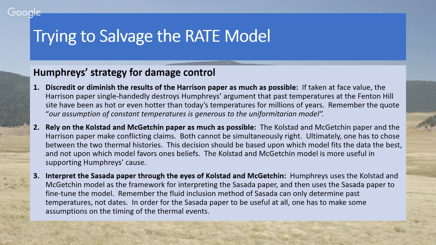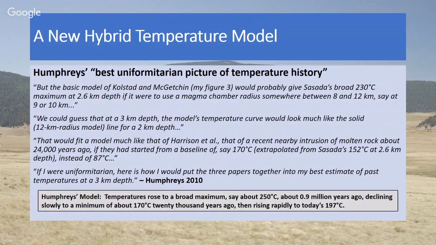And then there's the third paper, Sasada. So what Humphreys does is he uses that in the framework of the Kolstad-McGretchen paper and uses it to fine-tune some things. But one thing to keep in mind with the Sasada paper is it has no chronological constraints. It's temperature only. And in order for that paper to be useful at all, you have to make some assumptions on the timing of the thermal events.